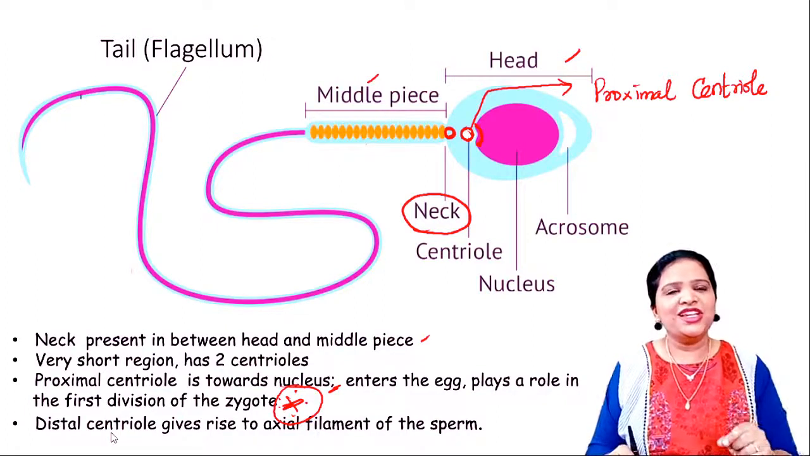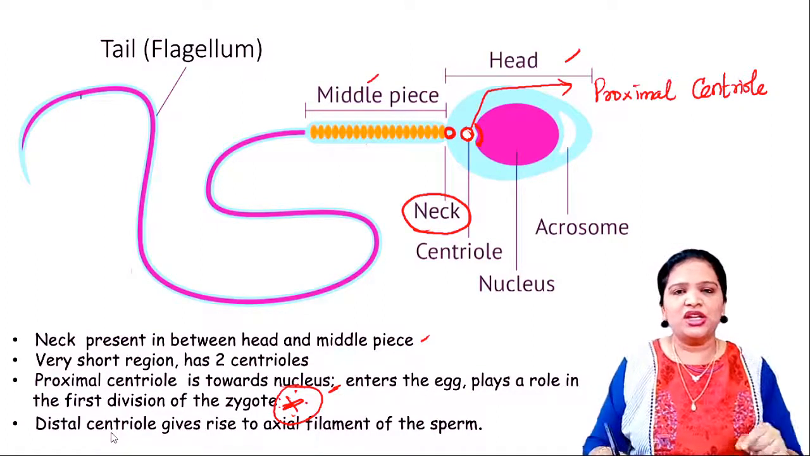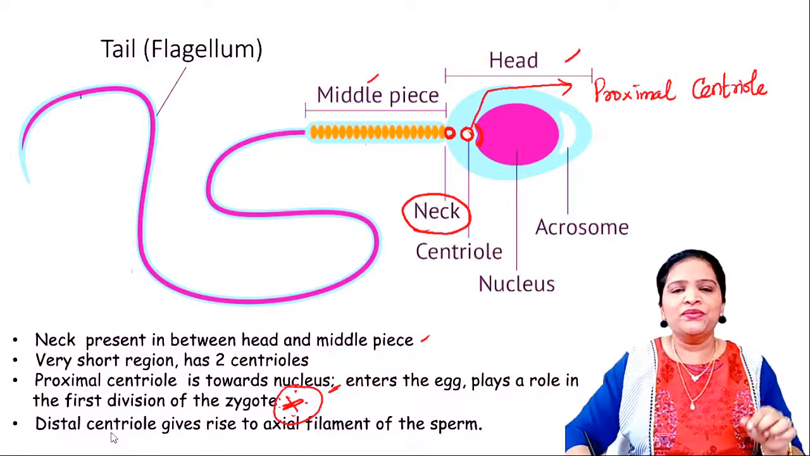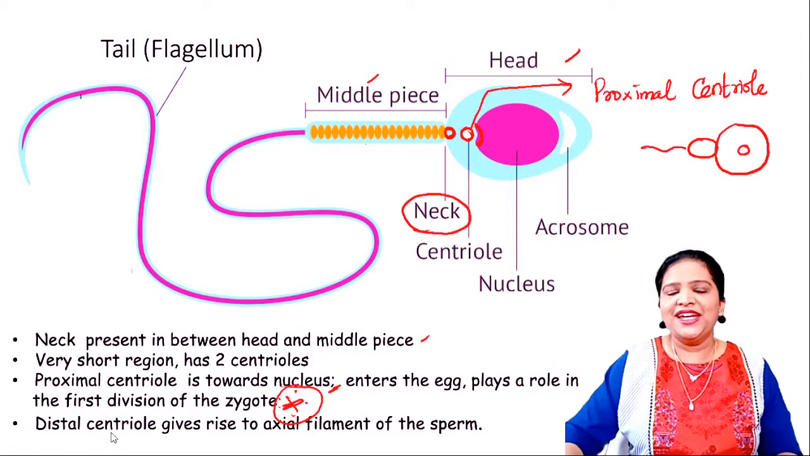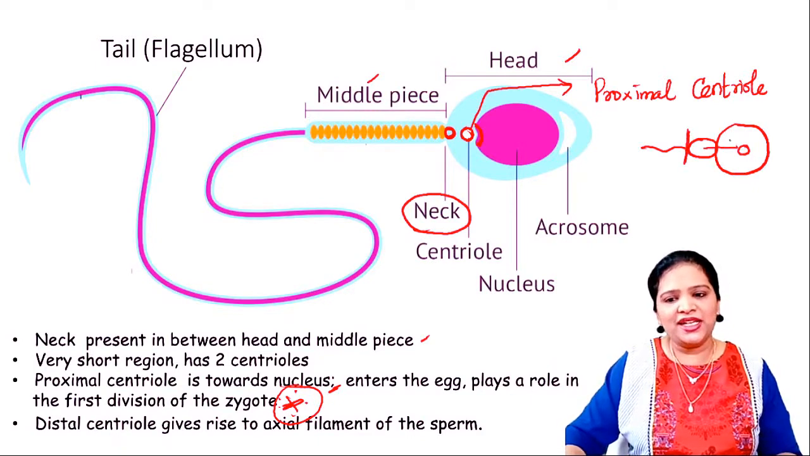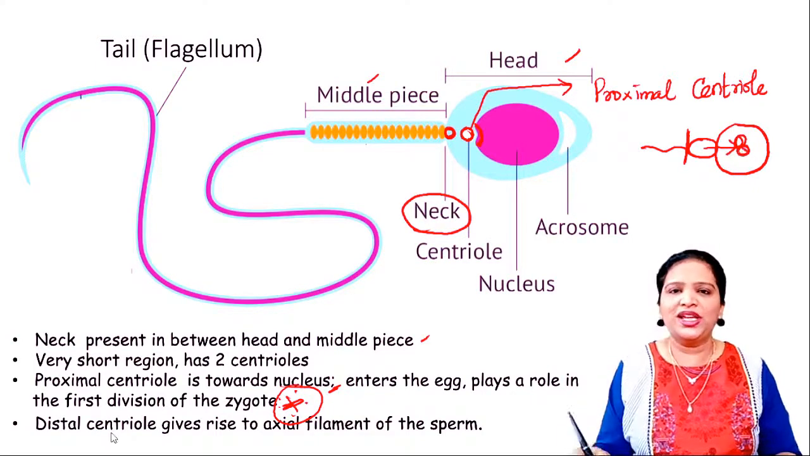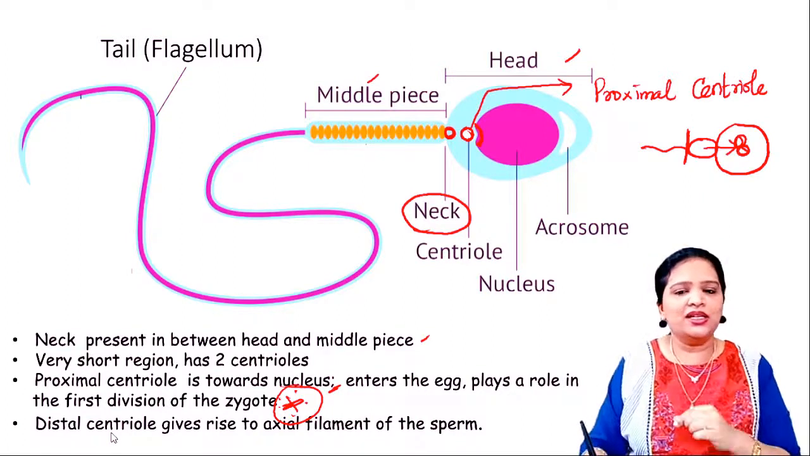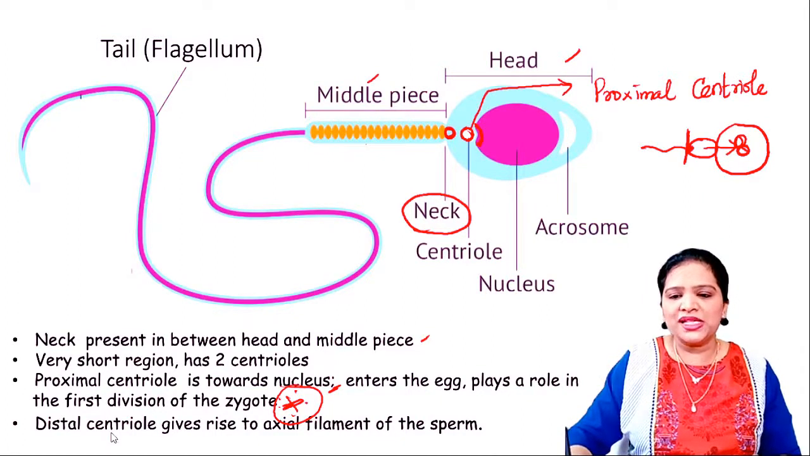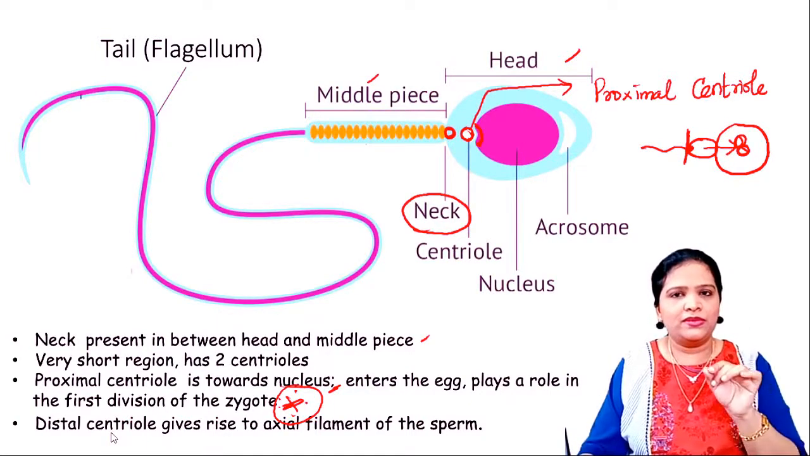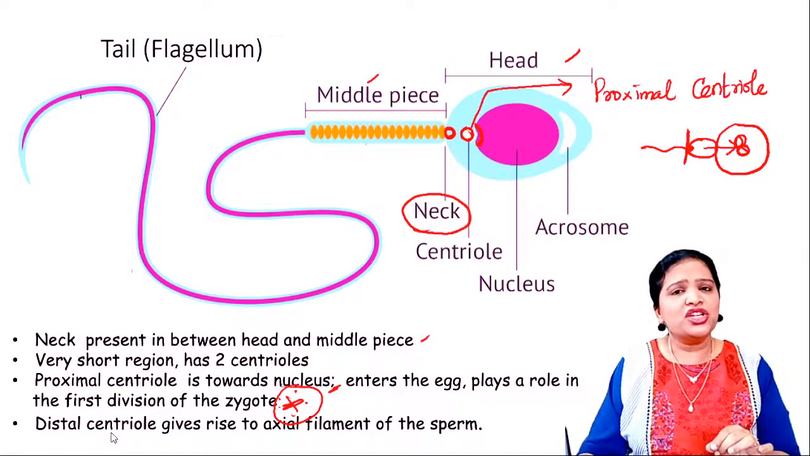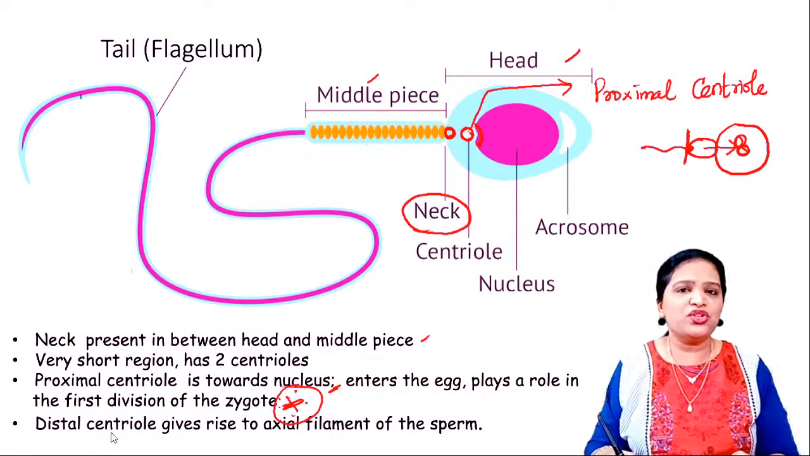Okay. See, when the sperm is doing fertilization, when it enters inside the egg, okay, this is the egg, this is the sperm cell. When it enters the egg, only the head part enters inside and they fuse. These two nuclei fuse. Okay. So when this head part enters, this proximal centriole which is present at the very tip also enters the egg, right? So what function does it do? It plays a major role in the first division or first cleavage of the zygote.